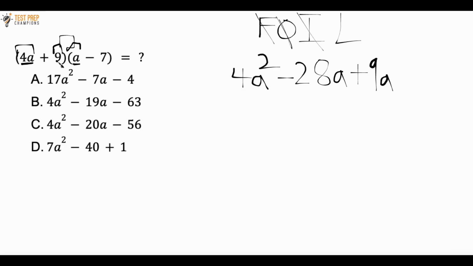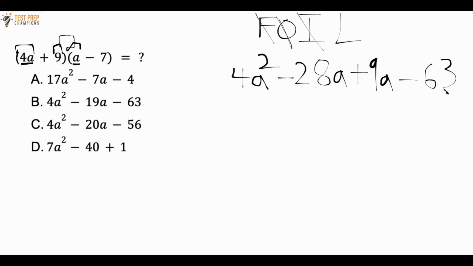So I'm going to do 9 times negative 7. Now again, it's really important to remember the sign in front of the 7. So if we just did 9 times 7, we're not going to get the right answer. So we have to do 9 times negative 7, which is negative 63.